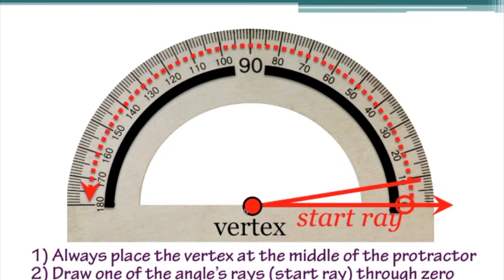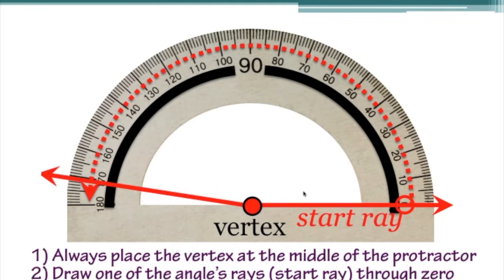How about this one? Same exact thing. Our start ray goes through this 0, so we'll use the outside numbers. This time the angle doesn't even get to 10, so we'll just use the little lines. We would have 1, 2, 3, 4, 5, 6, 7, 8. This is right on top of 9 degrees, so this angle here is 9 degrees.